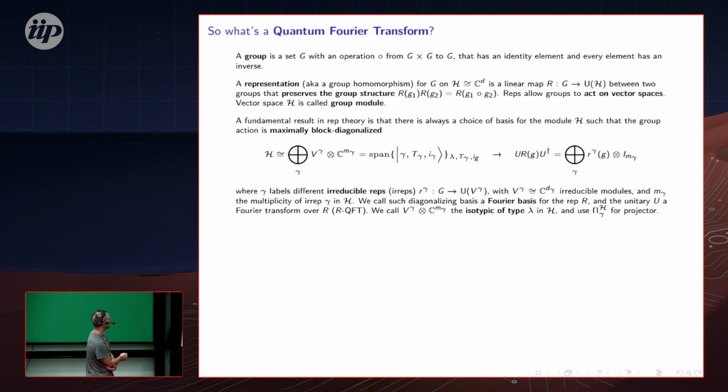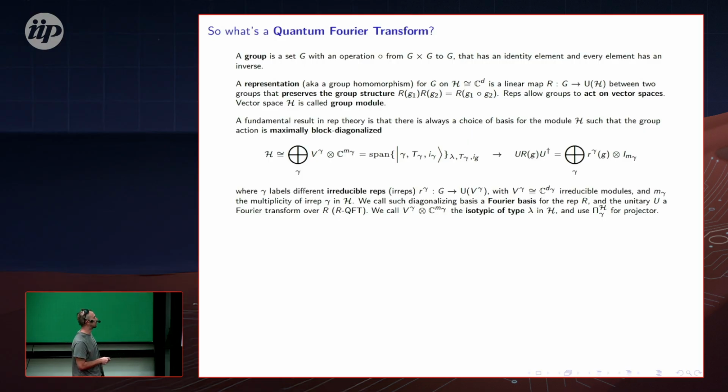These are the definitions we need to introduce. As I said, we were going to use d gamma for the dimension. The important thing is that this basis is called the Fourier basis. Again, it's maximally block diagonalized and not fully diagonalized just because the group is non-abelian, right?